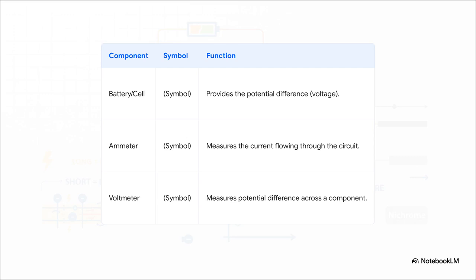You've got the battery providing the push, the ammeter, which measures the current flowing through a point in the circuit, and the voltmeter, which measures the potential difference across a component. Really understanding the job of each one is the key.